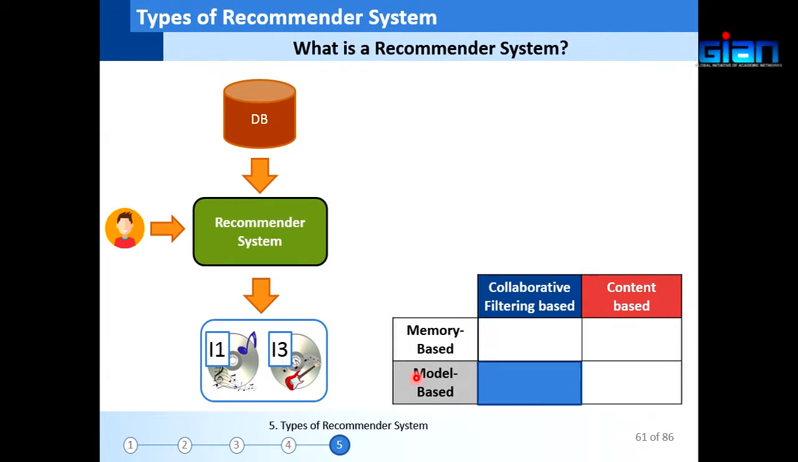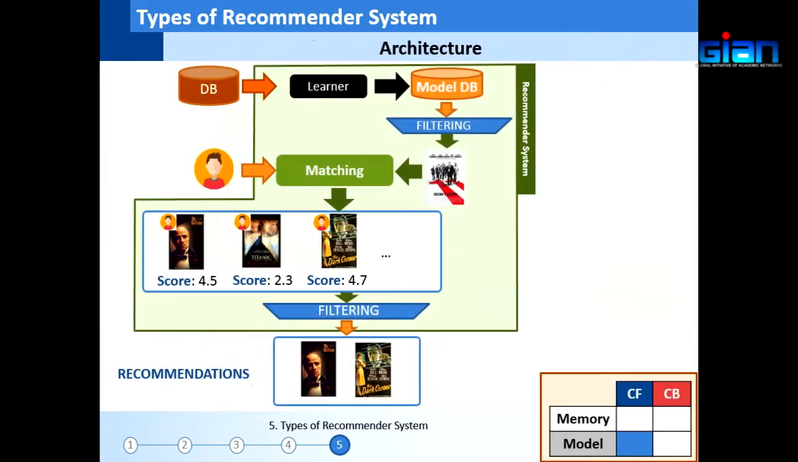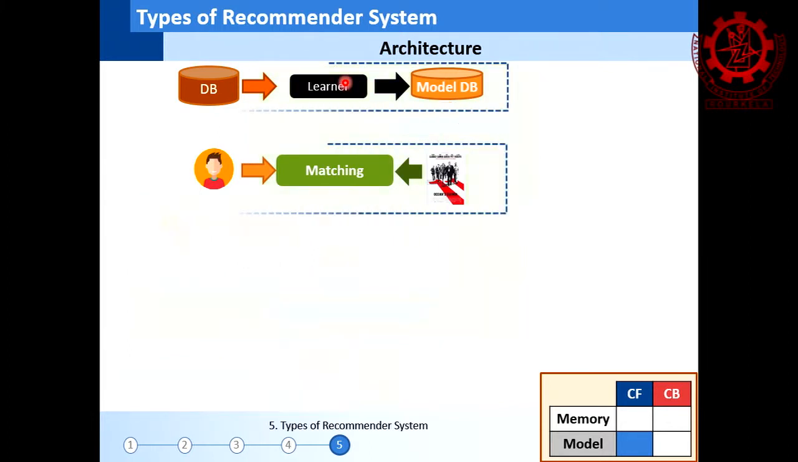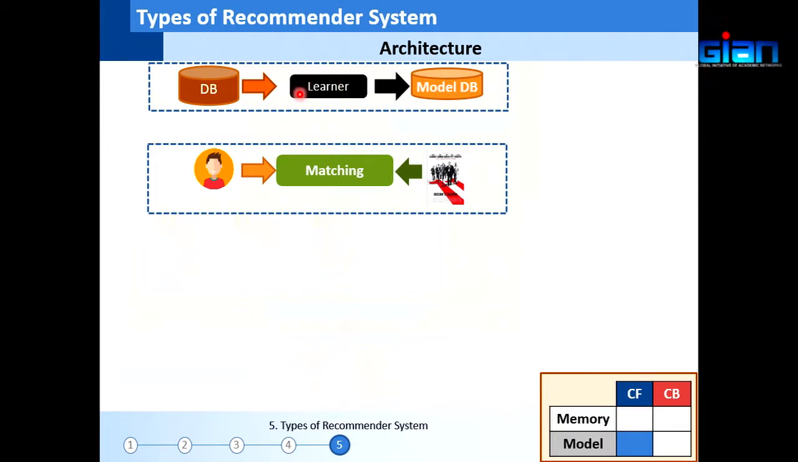We're going to deal with a recommender system based on models and based on collaborative filtering. So now we have included a learner process in this architecture, and we have two important processes here. The first one, the learner, and the second one, the matching process.